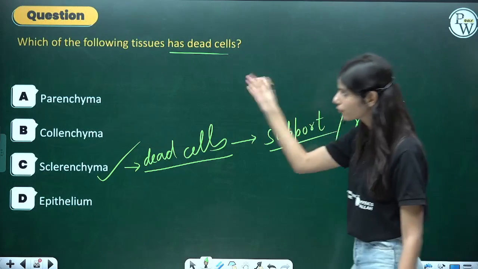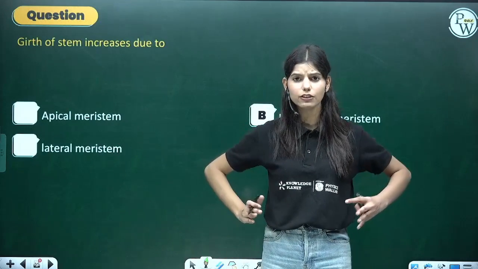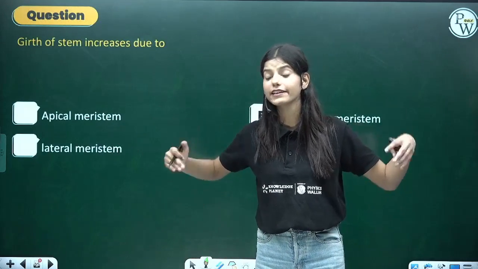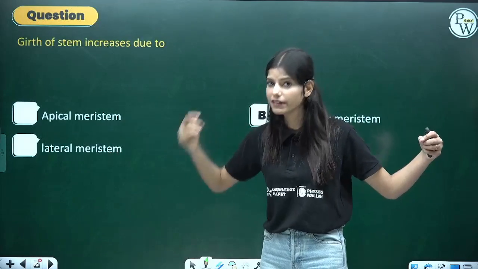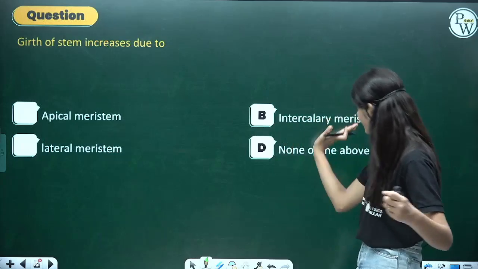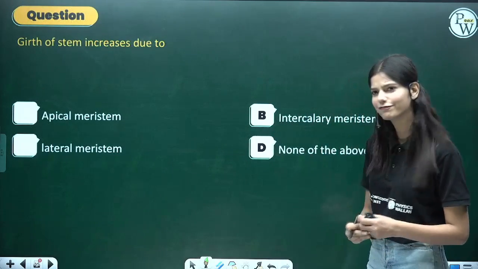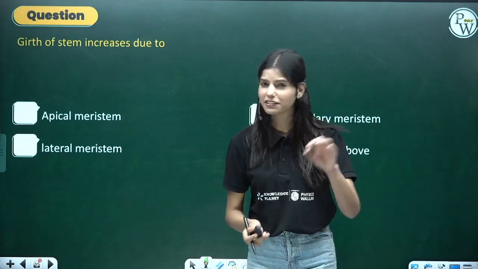Alright, let's see the next question. Girth of the stem increases due to, so what do you think, guys? Girth of the stem, the width of the stem, it increases due to which kind of meristematic tissue? Do you think it is apical? Do you think it is intercalary? Do you think it is lateral? Or do you think it is none of the above? Think about it. I think it's really easy.